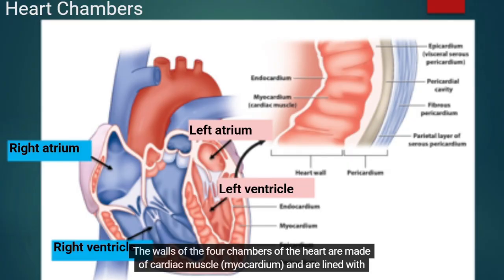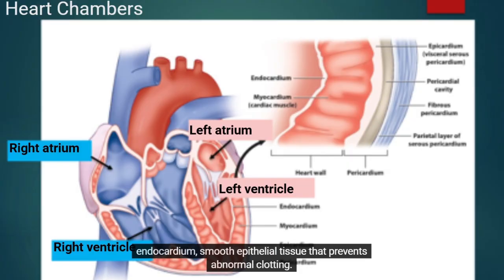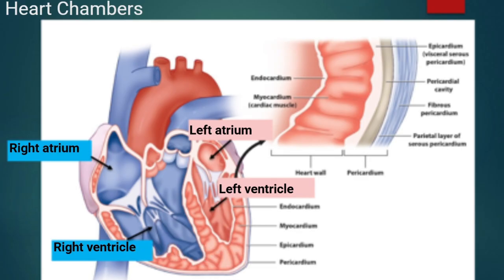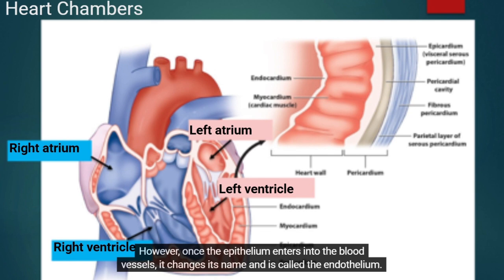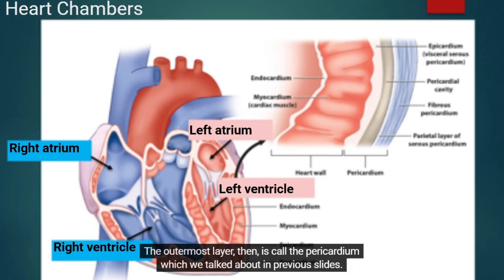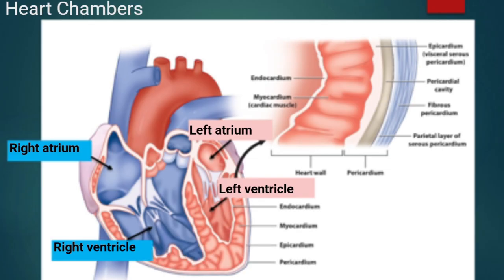The walls of the 4 chambers of the heart are made of cardiac muscle, myocardium, and are lined with endocardium, smooth epithelial tissue that prevents abnormal clotting. This epithelial tissue, or epithelium, also covers the valves and continues into blood vessels. However, once the epithelium enters into the blood vessels, it changes its name and is called the endothelium. The outermost layer then is called the pericardium, which we talked about in previous slides.